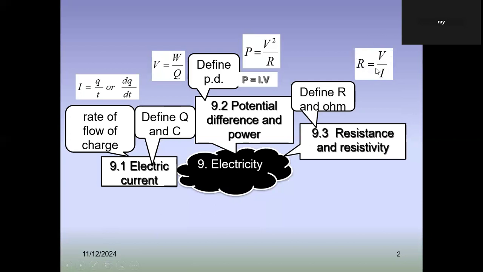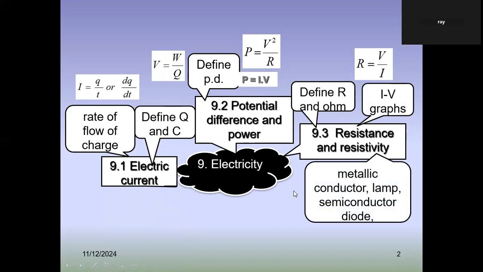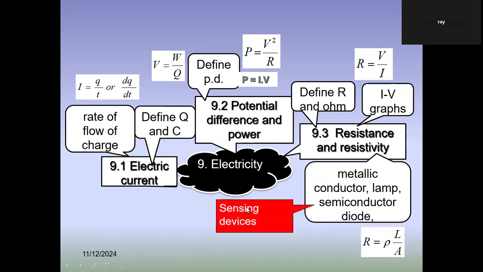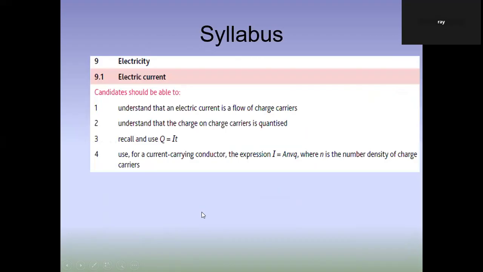That's our definition for resistance. And look at various graphs, current versus potential difference graph for various components: metallic conductor, lamp, semiconductor diode. And then finally for this topic, we study resistivity. There's the formula for resistivity. And the new item for your syllabus is sensing devices. Okay, that's your syllabus.